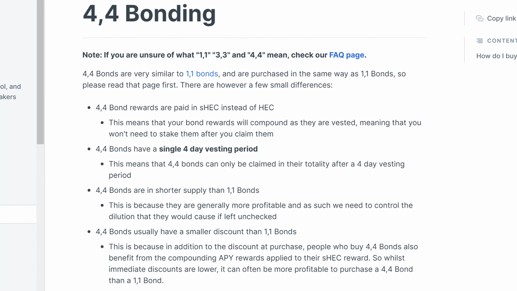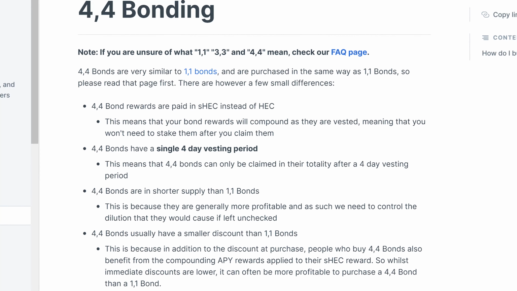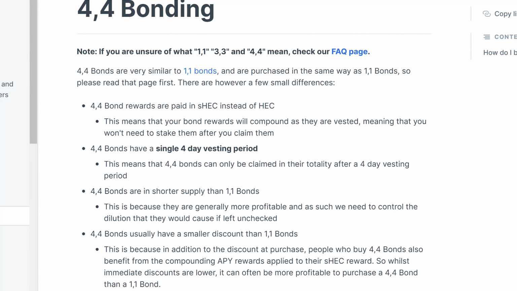The only problem is that you cannot do it linearly. You can only do it after 4 days. You get it in full and it's automatically staked. And that's the best outcome for both the protocol and its members because the protocol gets the liquidity at a discount, and at the same time they receive the staked HEC, which gets locked up and reduces the supply and drives the price of HEC up.